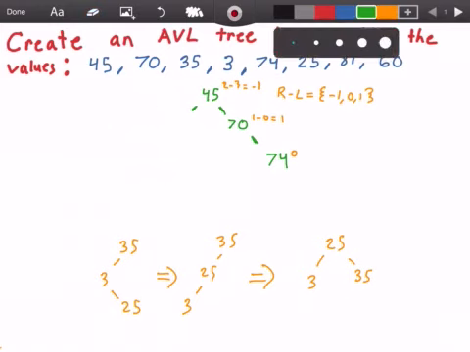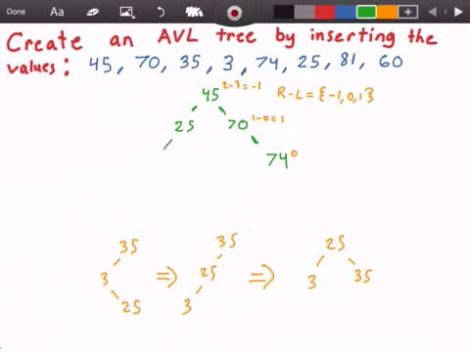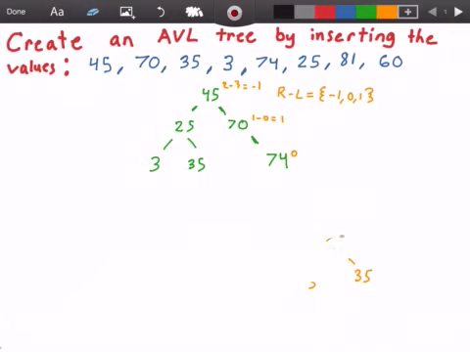All right, so now we're going to get 25, 3, and 35. And I'm going to erase this work that we just did down here, and I'm going to erase the balance factors here. Okay, all right, so we just now got done inserting the value 25. So now let's insert the value 81.